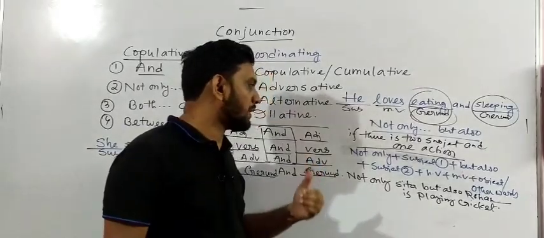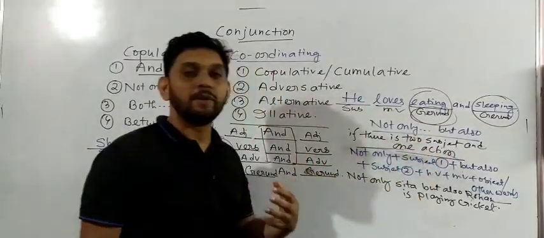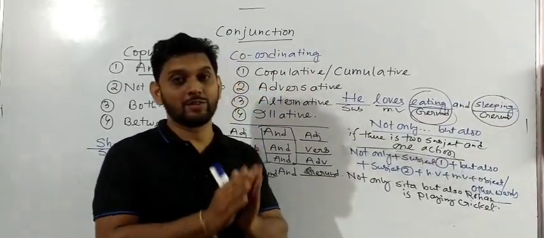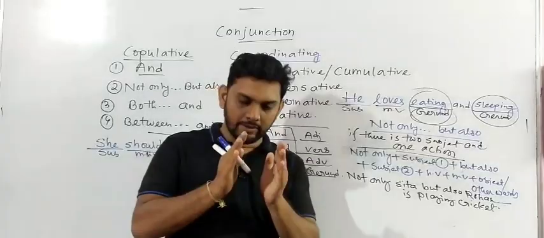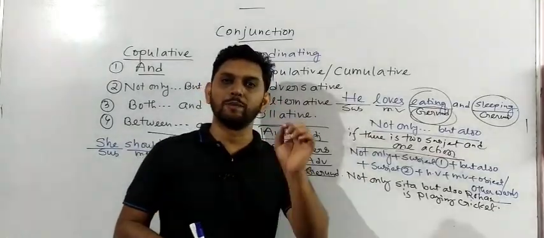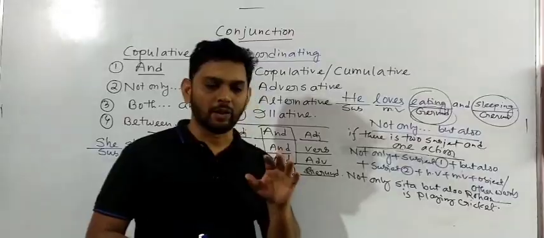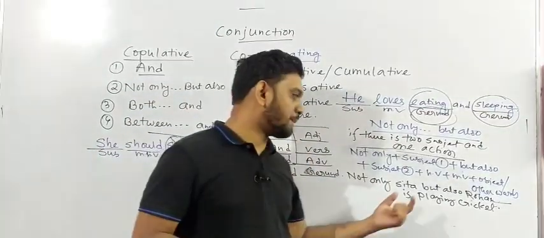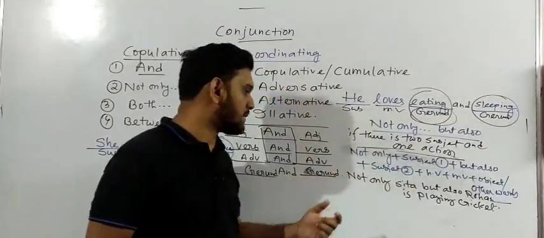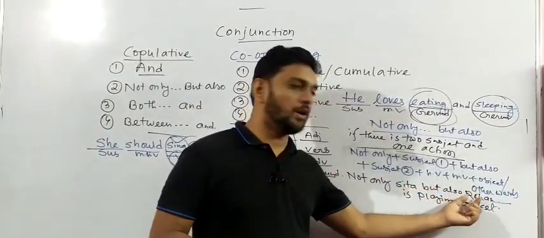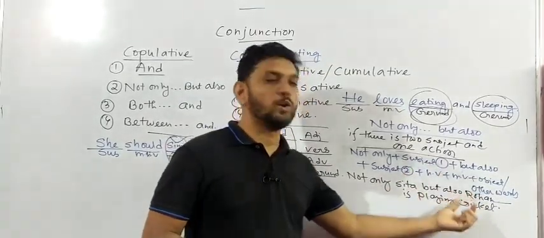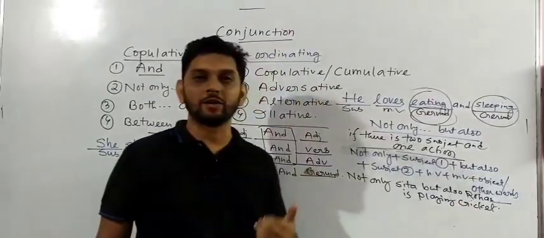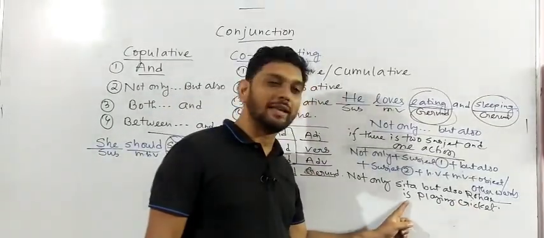Here we are talking about two subjects and one action. When should we use not only but also? When two subjects perform a single action, in that case we need to use not only but also. Here both subjects are performing the same action. Not only Shita but also Rohan, that means Shita and Rohan, both of them, is playing cricket.